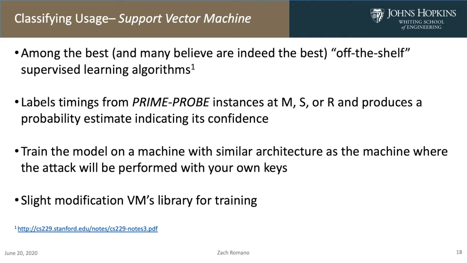In order to train this model, we're going to set up a machine with a very similar architecture to the one that the cloud provider is using, where the attack is actually going to be performed. We're going to run that code and analyze it with our own keys and train the model for a while on what the data should look like. It's worthwhile to note that in order to do this, you have to make a slight modification to the victim's code in order to train this. We want to reduce the amount of differences between the code that we're training on and the code that's actually going to be executed.